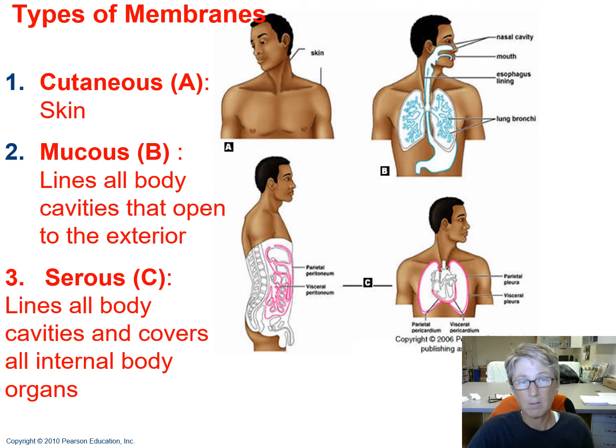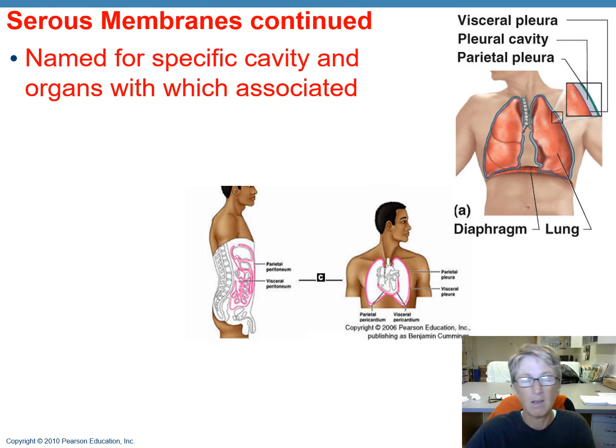Then the serous membrane lines all body cavities. So we just talked about the body cavities, the thoracic cavity and the abdominopelvic cavity ventrally, and then the body cavities that enclose your brain and spinal cord. Serous membranes line all body cavities, and they cover all internal body organs. So serous membranes actually cover your heart, your lungs, your intestines, etc. Serous membranes get a little complicated, but they are named for the specific cavity and the organs with which they are associated.